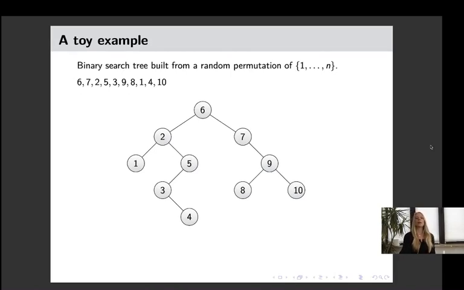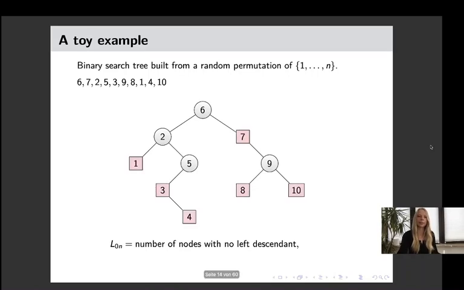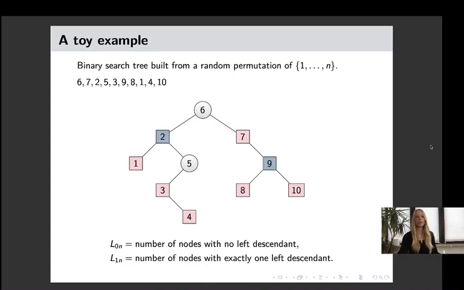Now we want to analyze the number of nodes in this tree with a certain property. For example, the number of leaves, or the number of nodes with 2 children, or in this example, we denote by L0n the number of nodes with no left descendant. These are the red squares in the picture. And by L1n the number of nodes with exactly 1 left descendant. These are the blue squares.